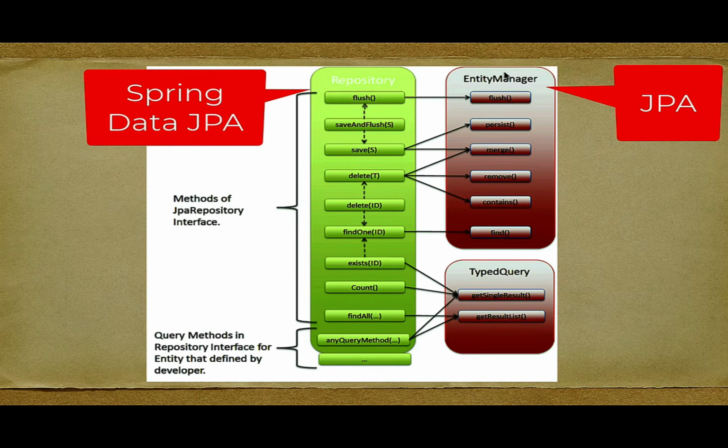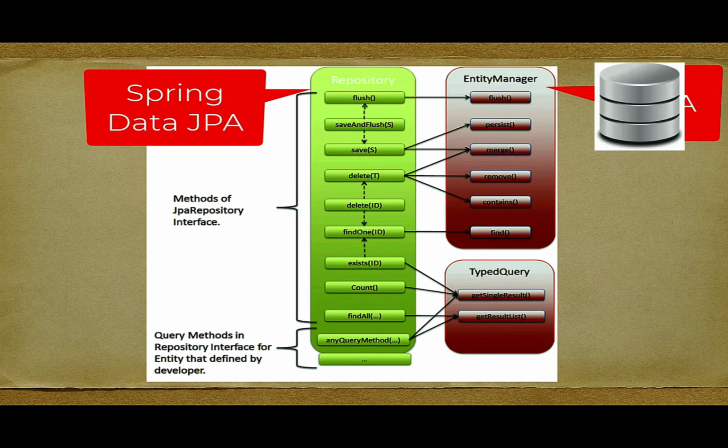And EntityManager is an interface of the Java Persistence API. Basically, Spring Data JPA has a JpaRepository interface. It internally uses all the JPA-provided methods. For example, this is the JpaRepository interface. It has methods like flush, saveAndFlush, save, delete, exists, count, findAll. These are all the methods belonging to the JpaRepository interface, and all these methods internally use the EntityManager API to perform different operations with the database.